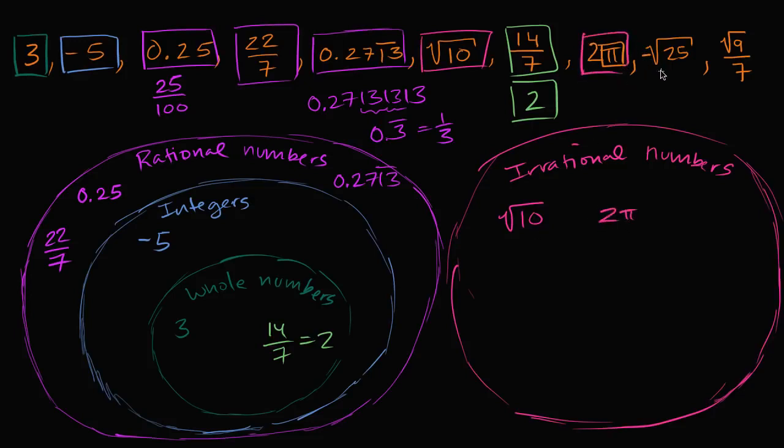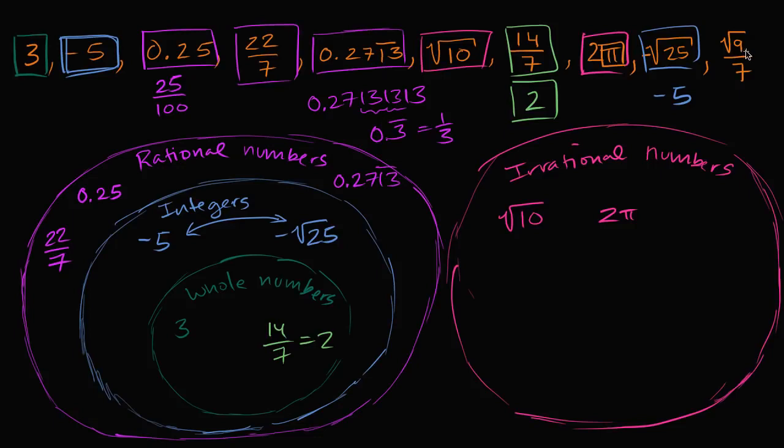Now what about the negative square root of 25? Well, 25 is a perfect square. The square root of that is just going to be 5. So this thing is going to be equivalent to negative 5. So this is just another representation of this right over here. So it is an integer. It's not a whole number because it's negative, but it's an integer. These two things are actually the same number, just different ways of representing them.